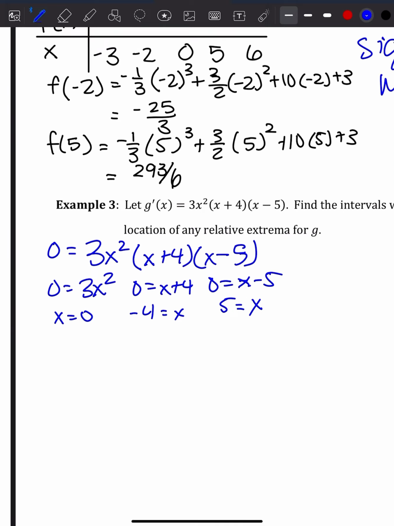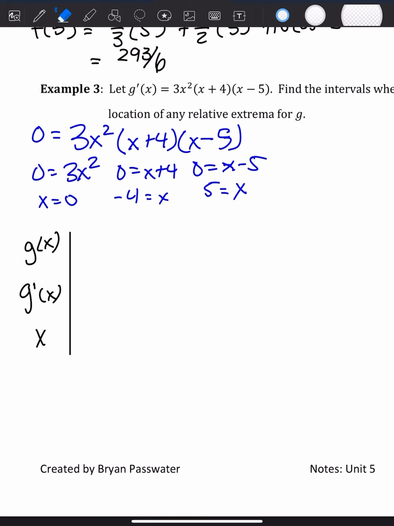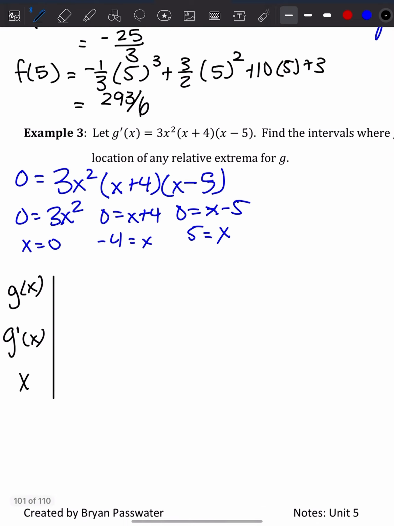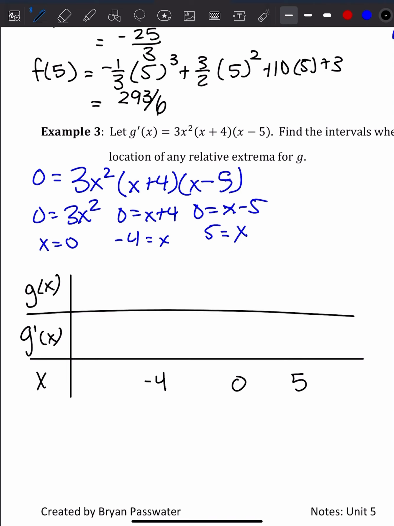So now we can go ahead and make our table. So we have g of x, g prime of x, and x. So I know I need to look at negative 4, I know I need to look at 0, and I know I need to look at 5. I also need to look at values around those values.